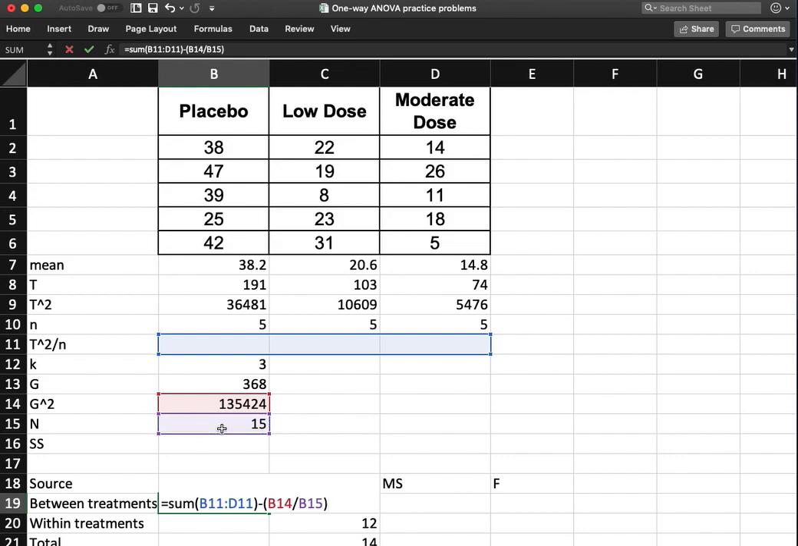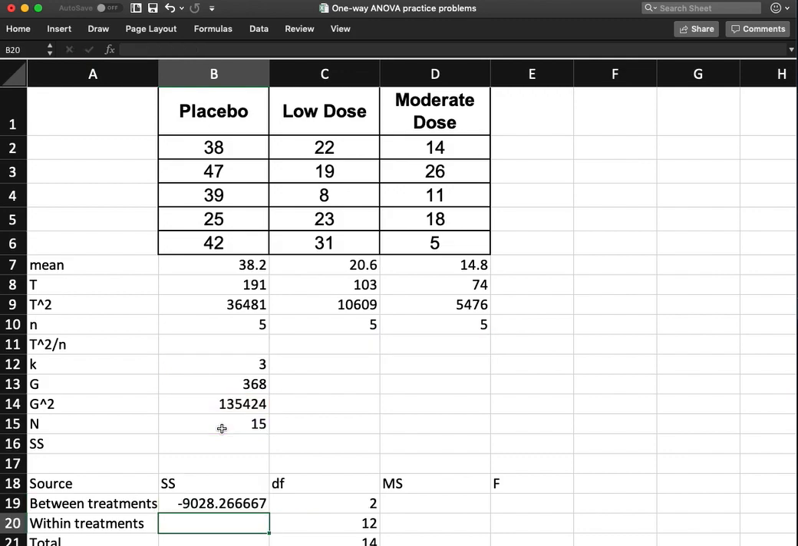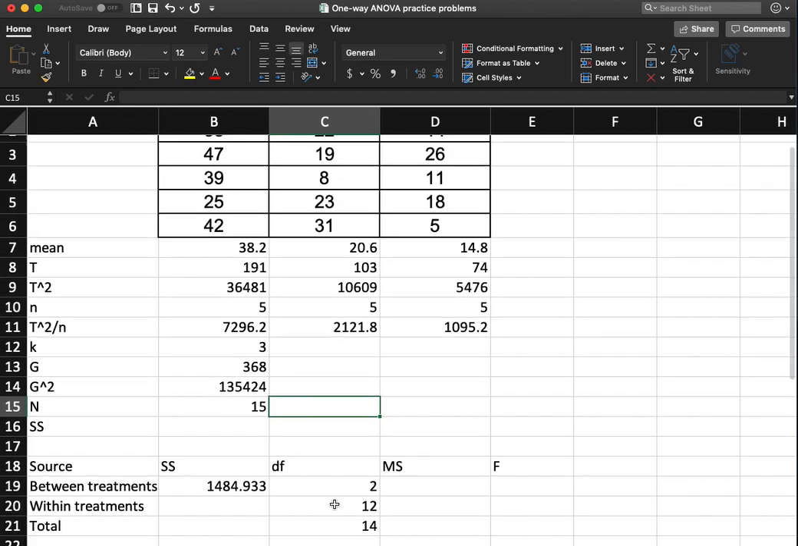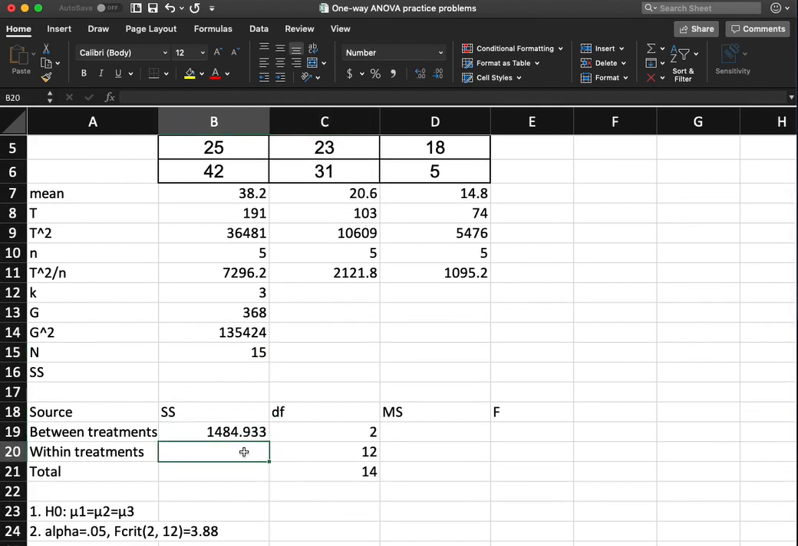Now we're not going to get a value here because I haven't computed t squared over n yet. I forgot to do that. But if I enter this, I know it's giving me a crazy number. It's a negative number. That's really weird. It's because we subtracted g squared over n from nothing. But as we fill in these numbers, so that equals t squared over n, copy and paste, you'll see that that formula updates. Might want to calm down on the decimals here. I'm going to just reduce that number of decimals. Okay. And that's our between treatment sums of squares.